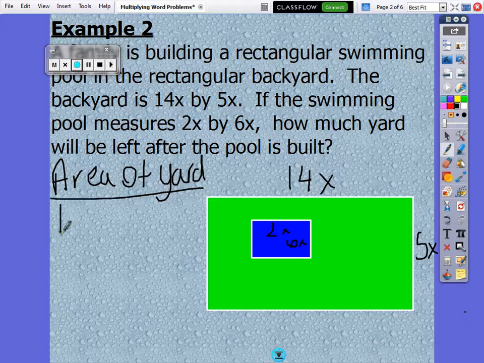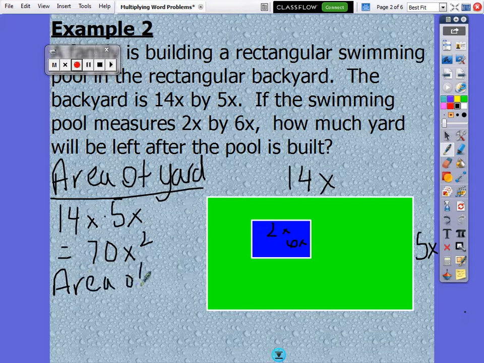So I'm going to multiply 14x times 5x. When I'm multiplying here, I do not have to use the box because I'm multiplying one term by one term. So I multiply my coefficients. 14 times 5 is going to give you 70. And then I add my exponents. It's x and x, which is going to make x squared. Then I have to find the area of my pool.